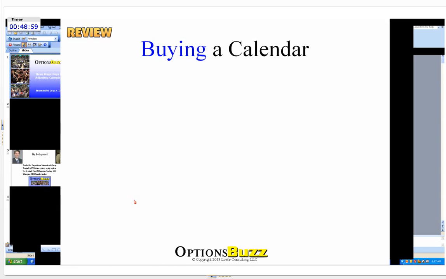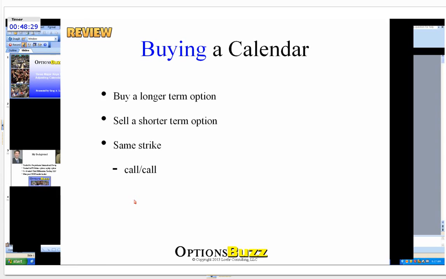Now, buying a calendar, two-part trade, just like if you sold a put spread, right? You got two legs to it. Here, I'm going to buy a longer-term option, and I'm going to sell a shorter-term option. Again, this is review. I'm going to kind of blow through this, so don't try to scribble everything down. Again, you can come back, and Morgan has the recording for you guys later. All right, so buying the longer-term option, selling the shorter-term option. We're going to use the same strike, and if you're going to trade calls, you trade calls versus calls. Buy a call, sell a call. You can buy a put, sell a put. Okay? You put it together this way, and you bought yourself a calendar.